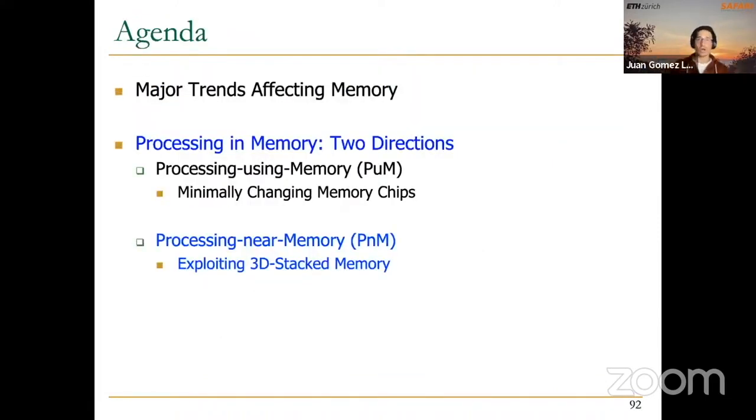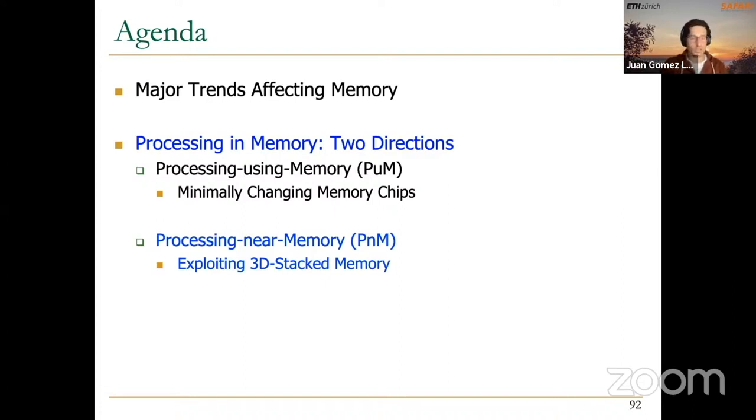Okay. We are approaching the end. I already covered the first direction in processing in memory, processing using memory. You have already seen that it's a conceptually simple approach, where what we do is take advantage of the way that DRAM cells work and use them to perform data movement and some bitwise operations.